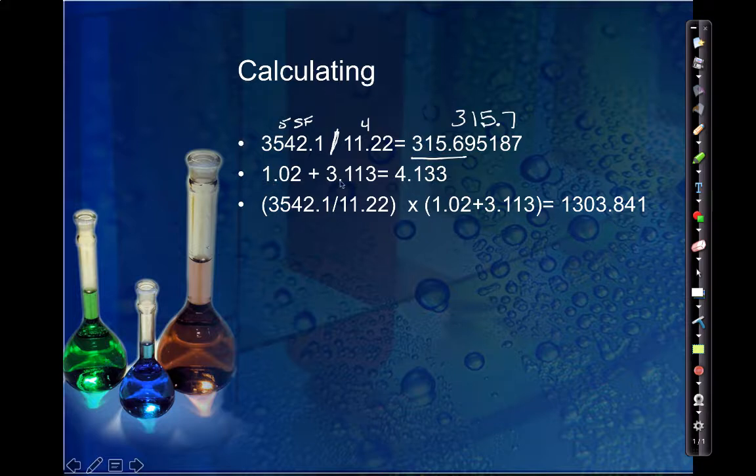Let's look at the next one. So addition. With addition, we look at the smallest place value. There are 2 decimal places here, 3 here. So this will get rounded to 2 decimal places. So I go to the second decimal place, there's a 3, and then there's a 3 behind that, so it stays a 3, so it's 4.13.